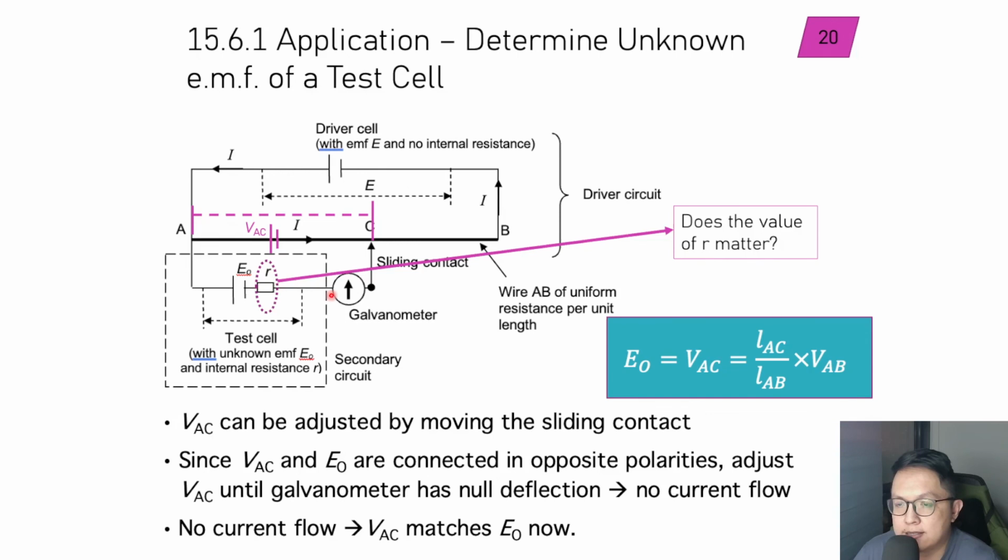This potentiometer setup does not make use of a voltmeter. In reality, all your voltmeters do not have infinite resistance, so you will lose some of the potential difference across the internal resistance instead. By this setup here, as long as my VAC is equal to my E naught, I will get no current flowing. Conversely, as long as there is a difference between VAC and E naught, I will get a current flowing, regardless of the value of resistance here.